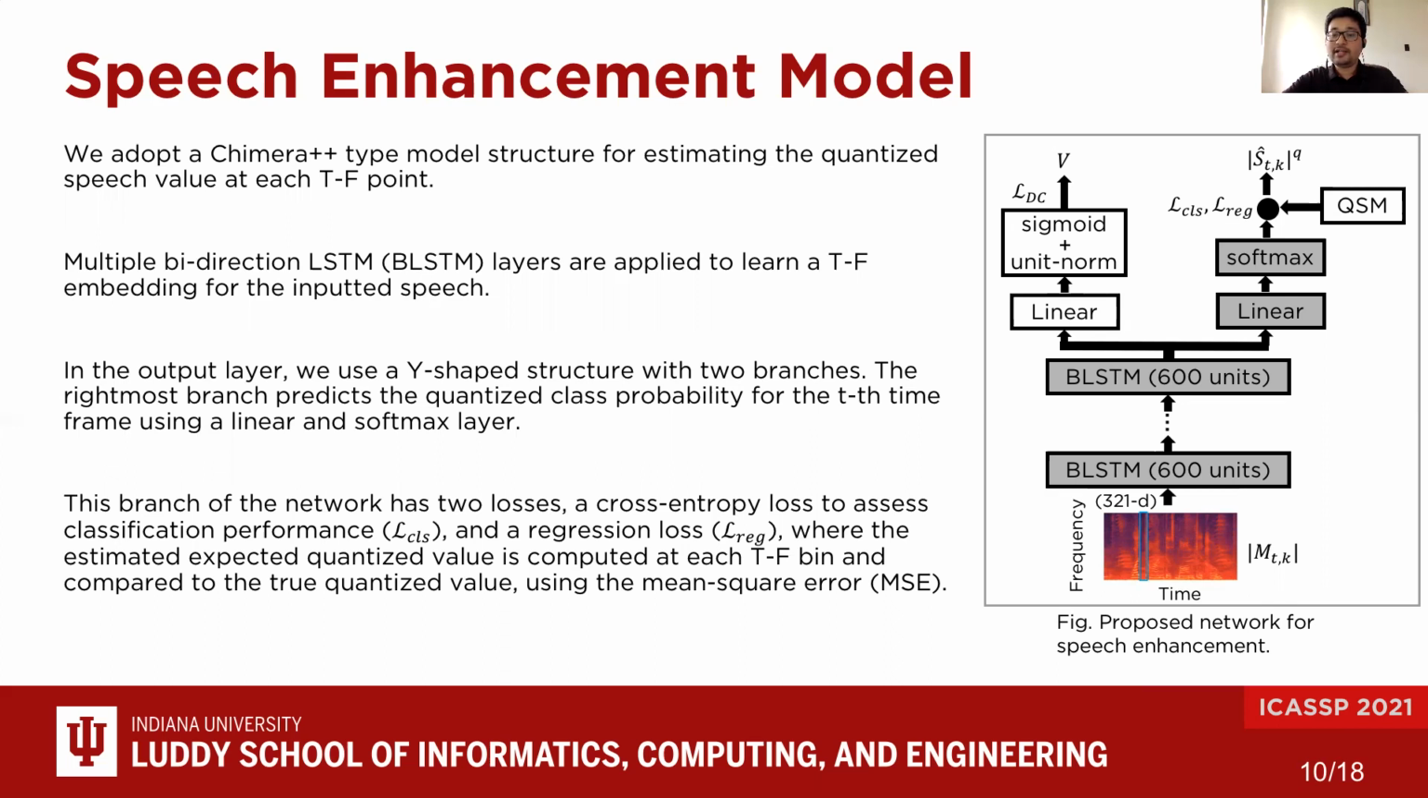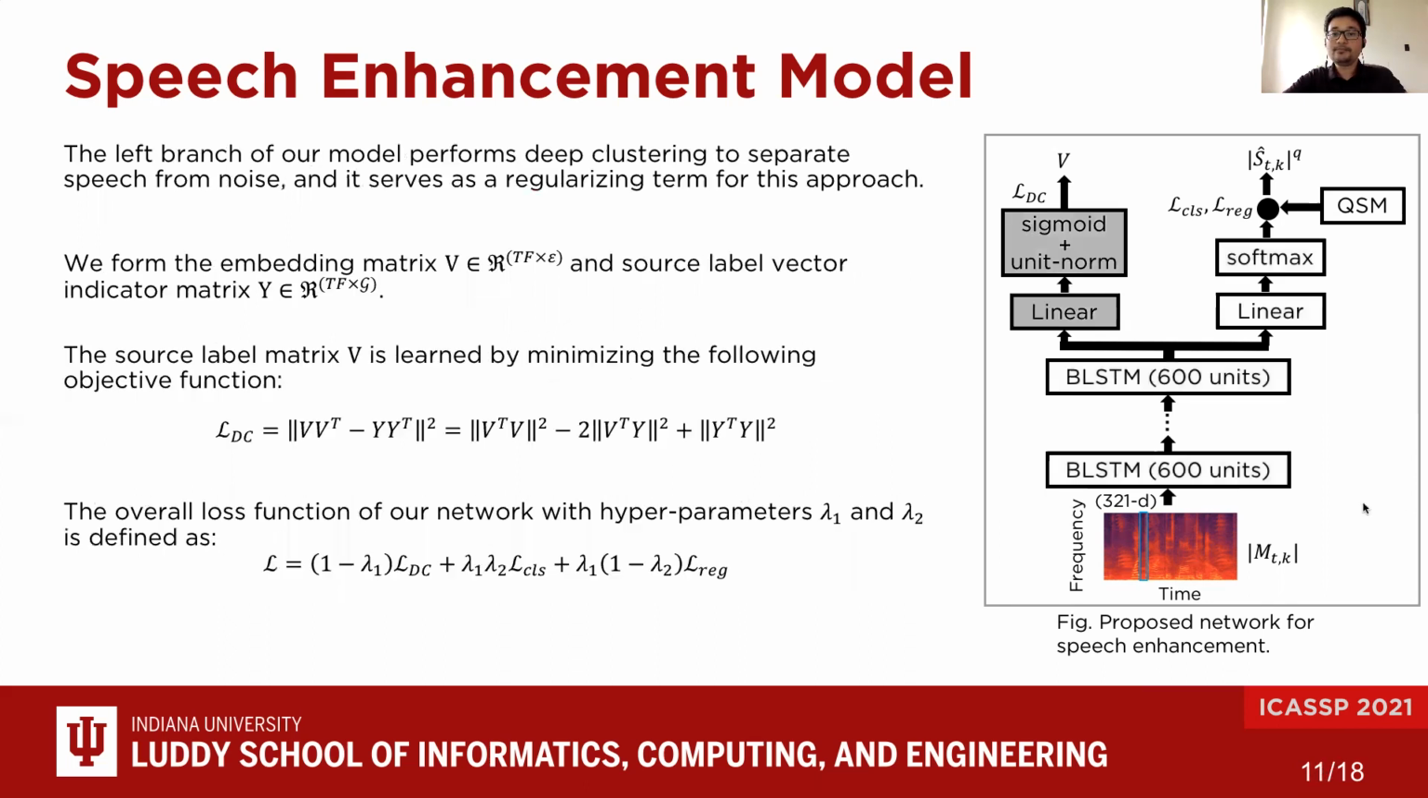This branch of the network has 2 losses: a cross entropy loss to assess classification performance, and a regression loss, where the estimated expected quantized value is computed at each TF bin and compared to the true quantized value using the mean square error. The left branch of our model performs deep clustering to separate speech from noise. It serves as a regularizing term for this approach.